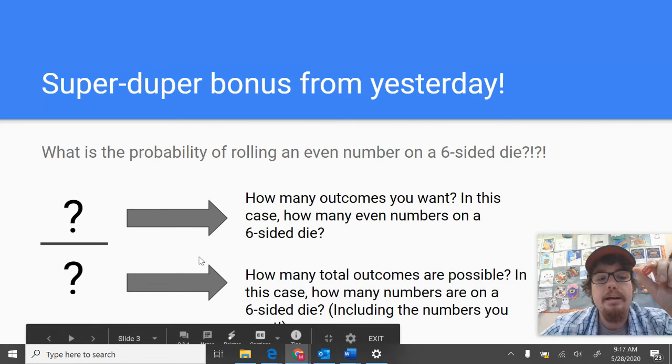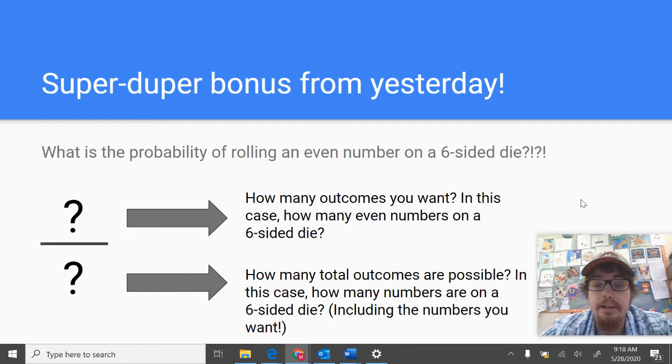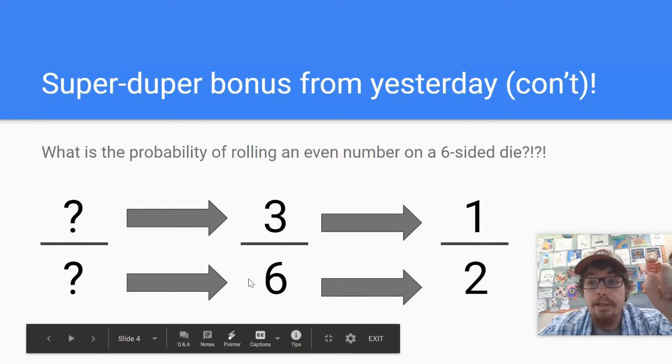And then the number on the bottom of your fraction is going to be how many total outcomes are possible. In this case, how many numbers are on a six-sided die, and you have to include the numbers that you want. You count all the numbers, even the ones that you're looking for. So we know that there are 6 numbers on this. So in our fraction, we're going to have 3, that's how many even numbers on a six-sided die, out of 6, that's how many total numbers there are.